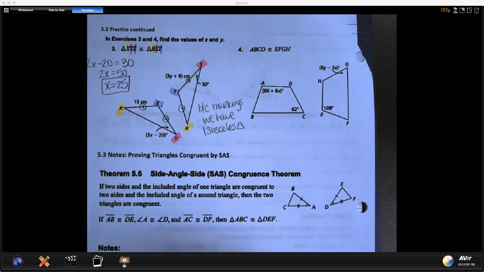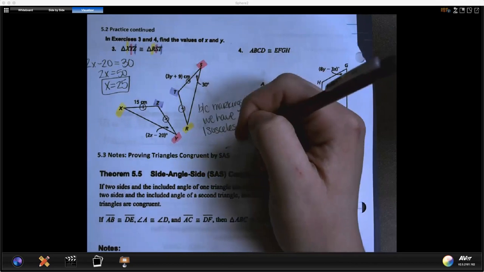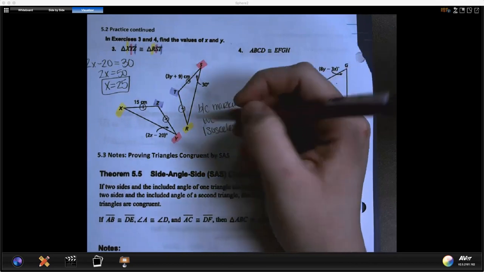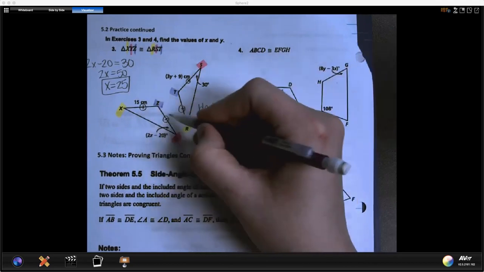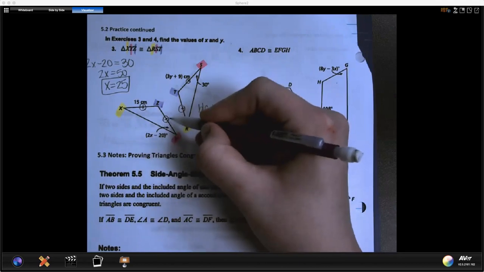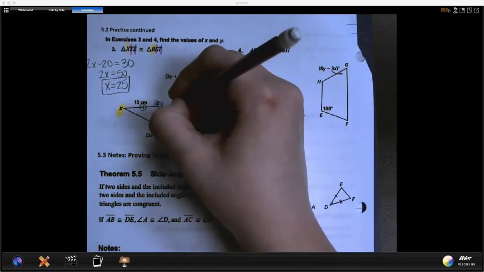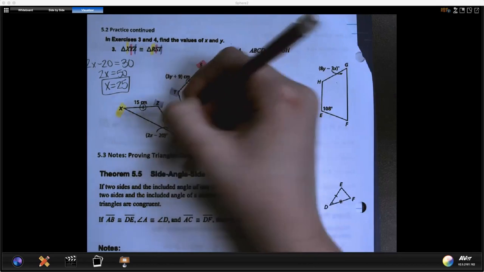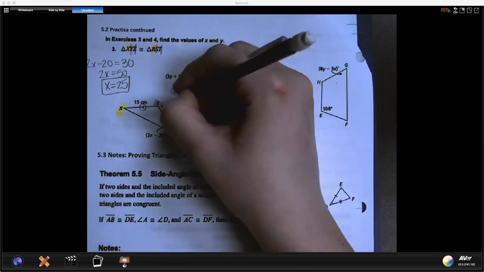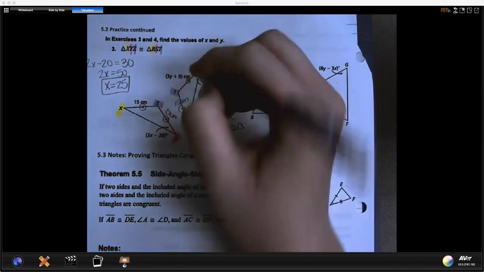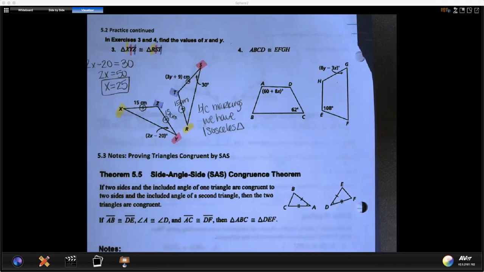Jackie, what can I put there? If this mark means congruent, what can I label this side as? Good, 15 centimeters. Is the same true for the other triangle? Yes. Alyssa, did you have a question or answer? Sure.